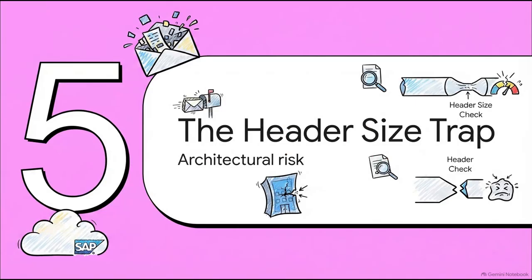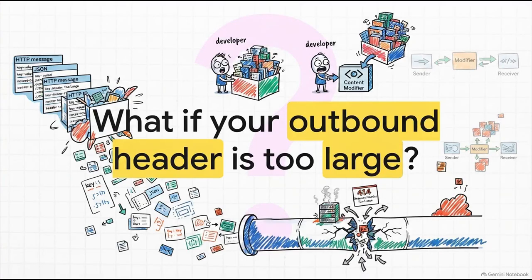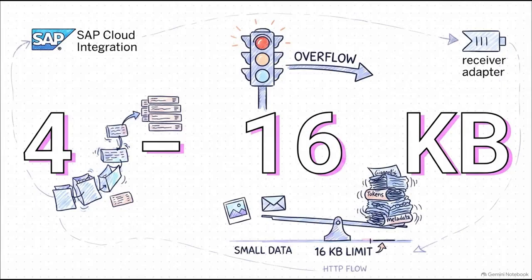Which brings us to Section 5, the header size trap, a critical architectural risk. Now, because we just established that headers actually leave the system with the outbound message, we have to ask ourselves a pretty terrifying question. What happens if your outbound HTTP message header becomes too large? Like, what if a developer accidentally packs way too much data into it? Well, the answer lies in a hard technical limit. HTTP-based receiver adapters typically only accept header sizes between 4 and 16 kilobytes.